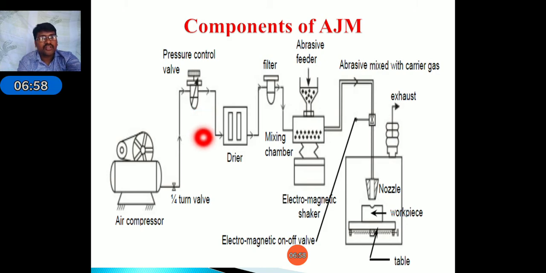Next, after that, it will pass to the dryer for removing any extra moisture content. Next, before the mixing chamber, one filter is there to filter the compressed air. After that, it will pass to this chamber. Here the abrasives and air will mix together. After that, from here to here, there is an electromagnetic on-off valve, which can be controlled manually or automatically. From here, it will pass to the nozzle.